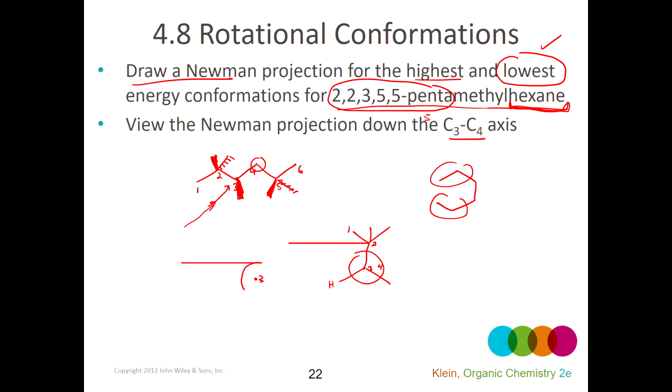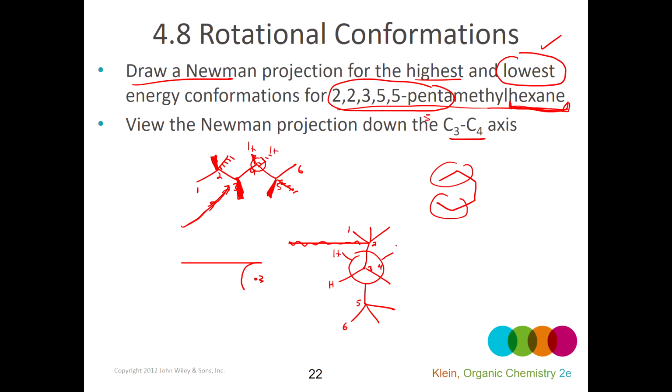Carbon 4 is the back carbon. That's the circle. Obviously ignore this. That's a bug in PowerPoint. Carbon 4, if I'm looking down from this direction, this carbon 4, carbon 5 bond should be pointing straight down. And then carbon 5 has 6 and 2 methyl groups. Carbon 4 also has a couple hydrogens that aren't shown. So I could put those in here if I want.